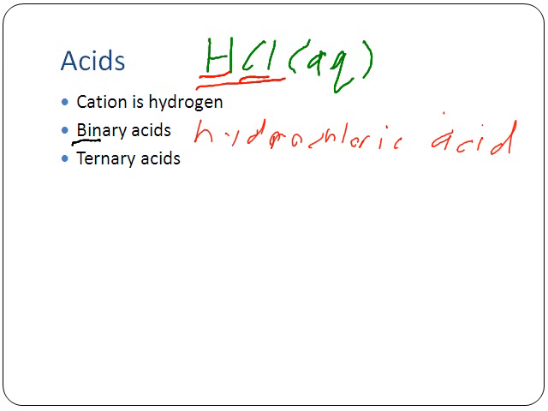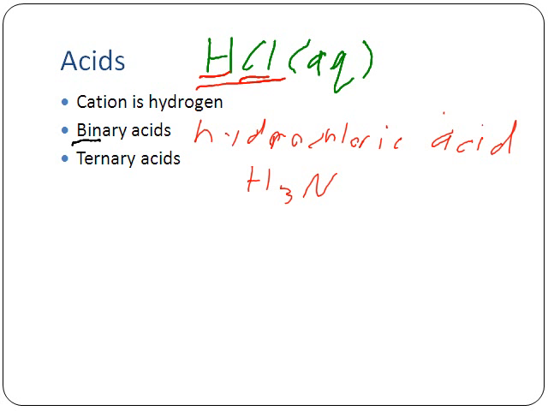Another binary acid you might run across would be something like, let's suppose that we have H3N. In this case, we say, is this an acid? Yes. Cation is hydrogen, so we know it's an acid. Second question we say here is, is this binary? Yes, it only has 2 elements in it, hydrogen and nitrogen. And so it's a binary acid.